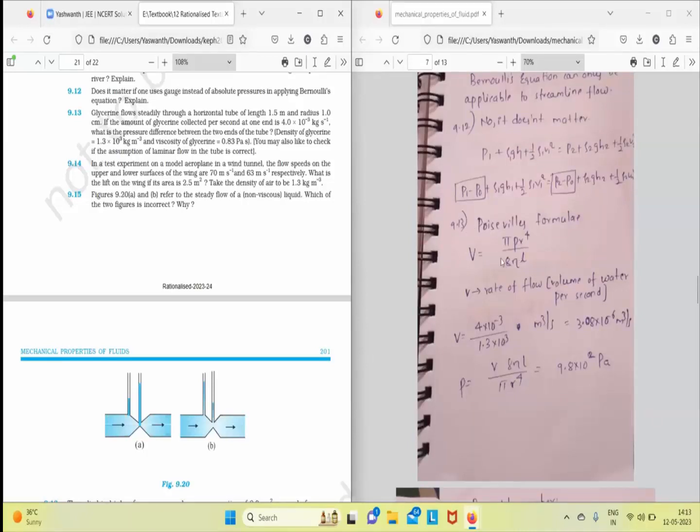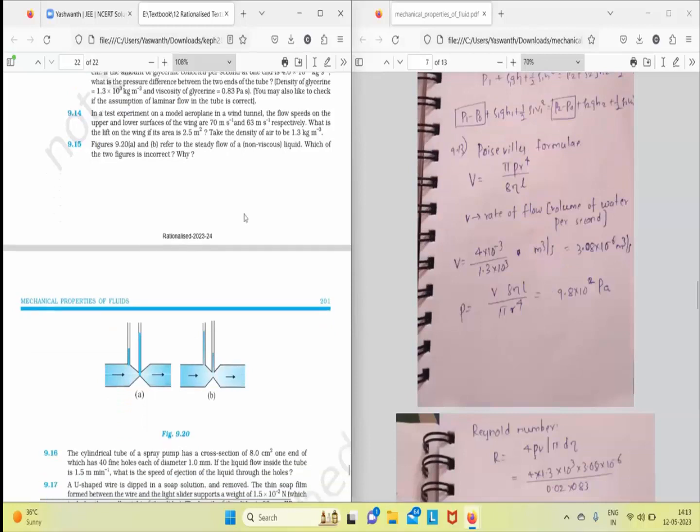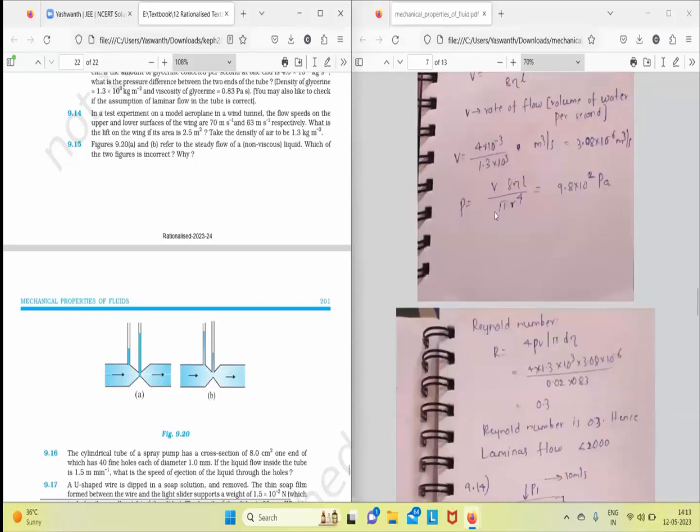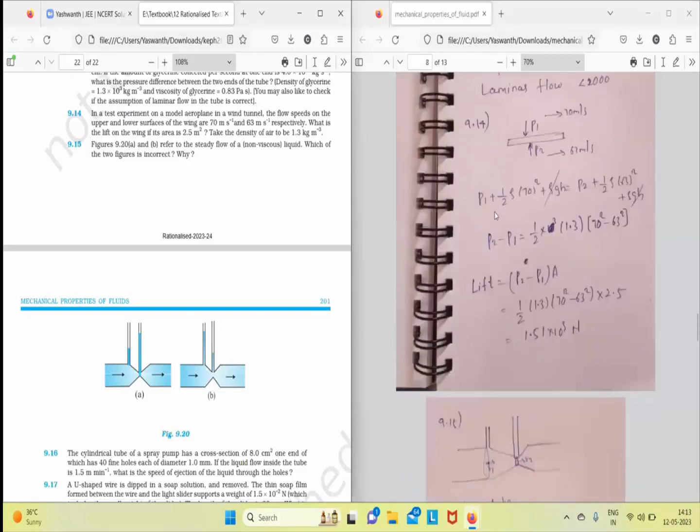So going to the next question, in a test experiment on a model aeroplane in a wind tunnel, the flow speeds on the upper and lower surface of the wing are 70 meter per second and 63 meter per second respectively. What is the lift on the wing if its area is 2.4 meters square? Take the density of air to be 1.3 kg per meter cube.